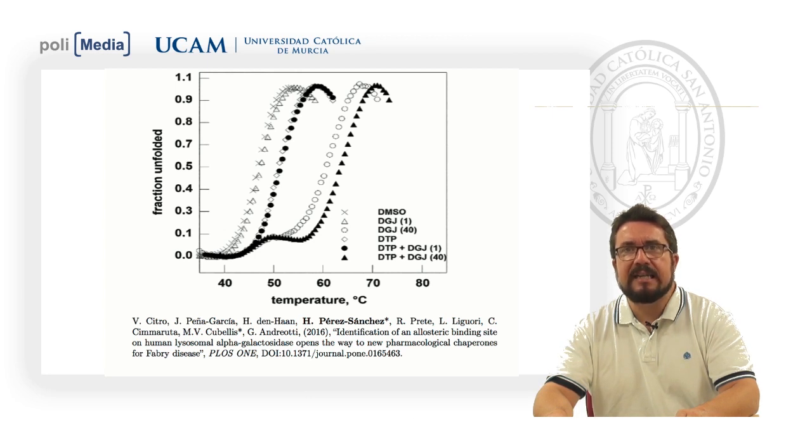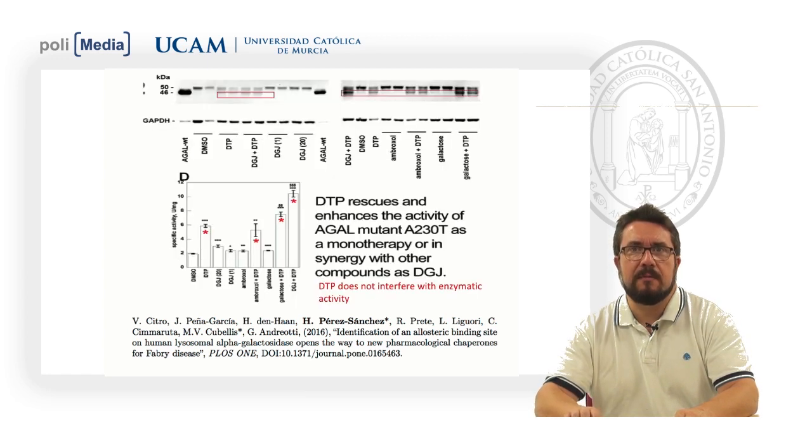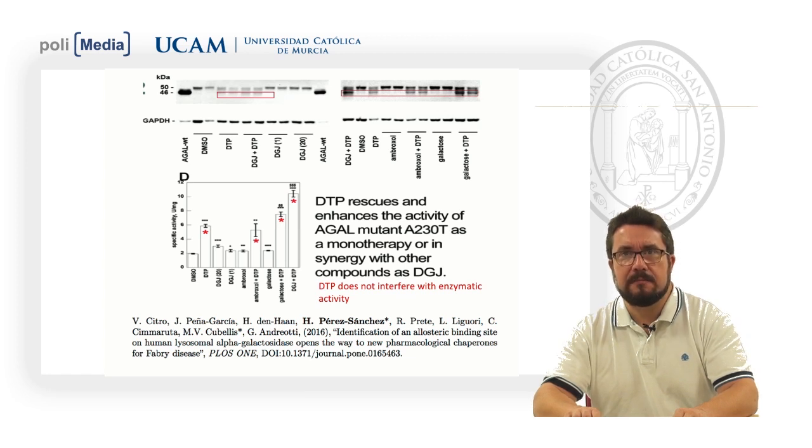Our compound can stabilize 5 degrees, which is not so great as migalastat, but the most interesting result is that it can be used in synergy with migalastat. So at the end, we increase a total of 5 degrees the temperature interval of migalastat. So this is the main result of this study in summary. And in addition, and this is more important than migalastat, our compound DTP does not interfere with enzymatic activity. And this is very important in contrast to migalastat.